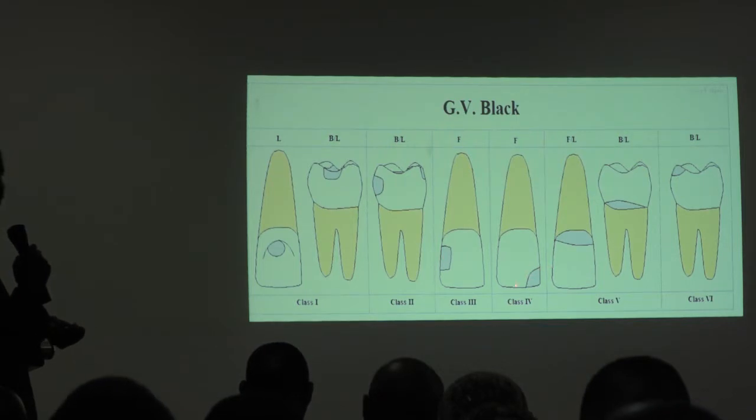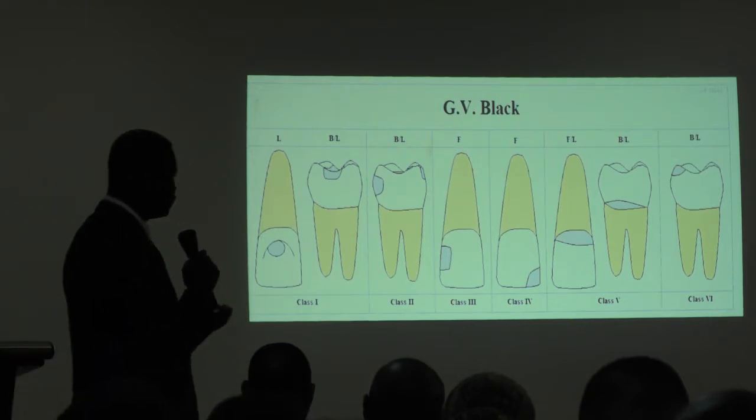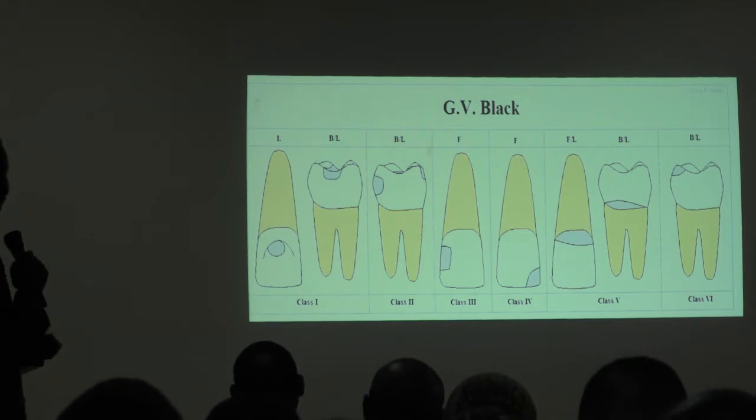Class four is on the tip of an anterior tooth. Class five is between the root and the enamel. It can happen in both anterior and posterior teeth. And the class six is at the tip of a molar tooth or a posterior tooth. So basically that is how G.V. Black classifies caries.